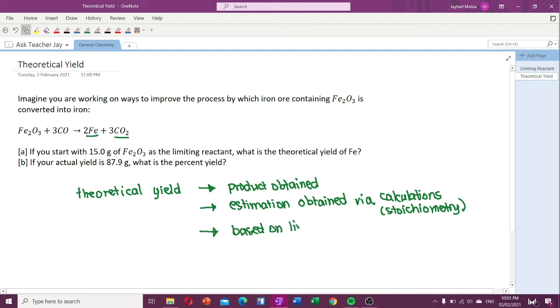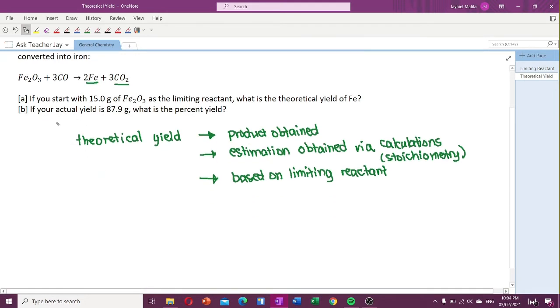So in your stoichiometry problems, if you have encountered a limiting reactant problem, the challenge is to look for the limiting reactant first, and once you know the limiting reactant, that will be the basis of your calculations for the rest of the determination of the amounts of products obtained after the reaction. So take note of that one. That is the theoretical yield.